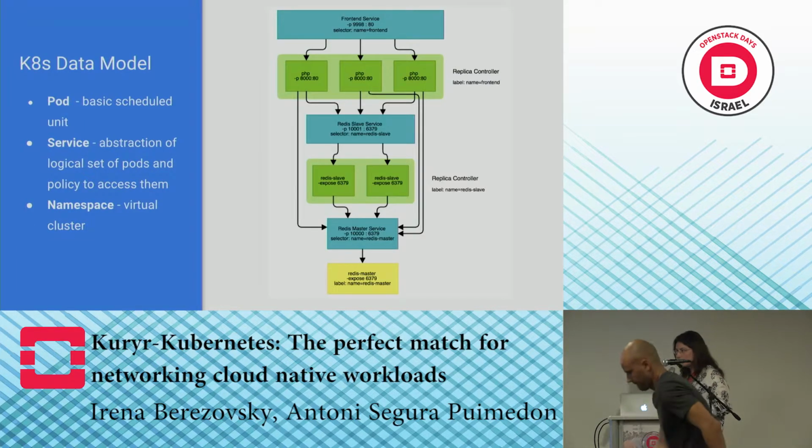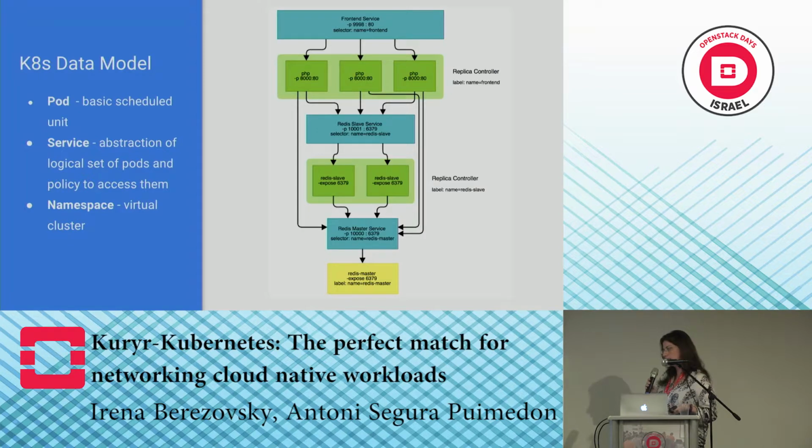The basic Kubernetes data model, we can see here the main entities. A pod is a basic scheduled unit, which is basically a set of application containers that share volume, and this is the minimal unit that Kubernetes operates. So it's the basic deployment and scheduling unit.